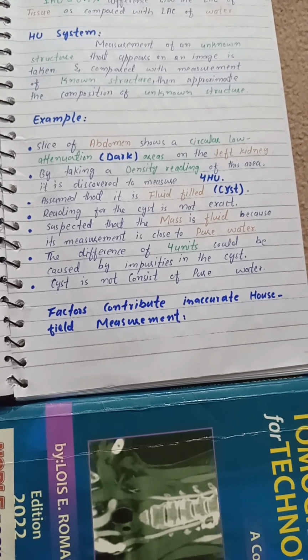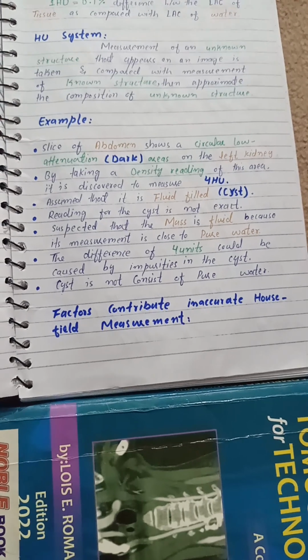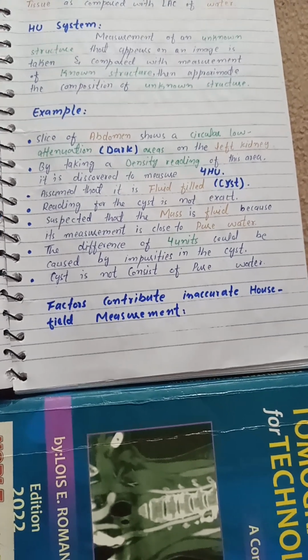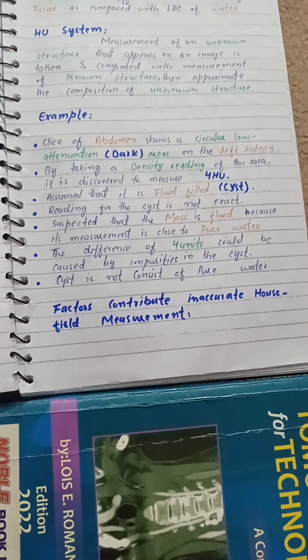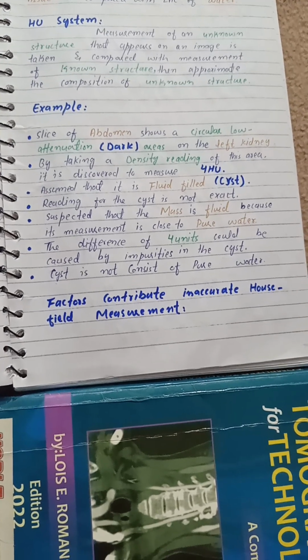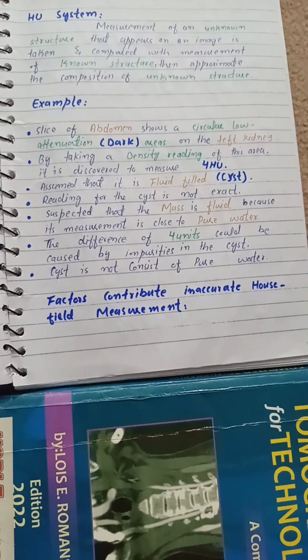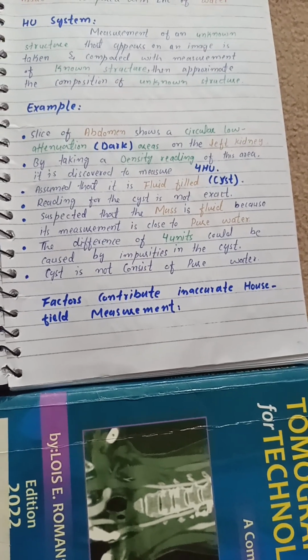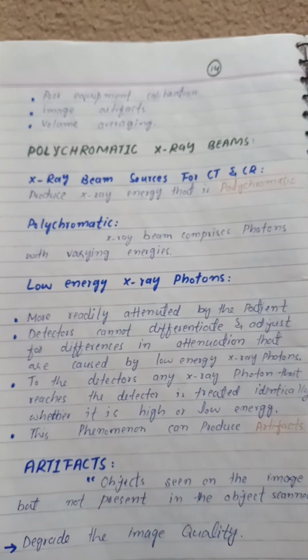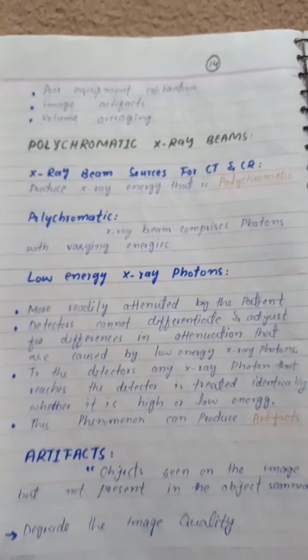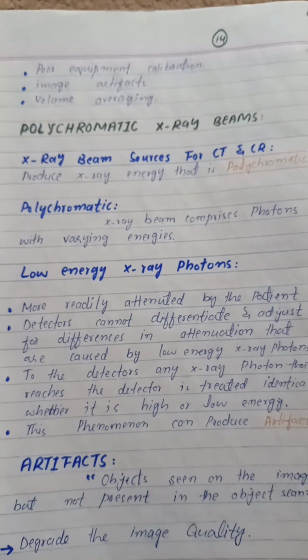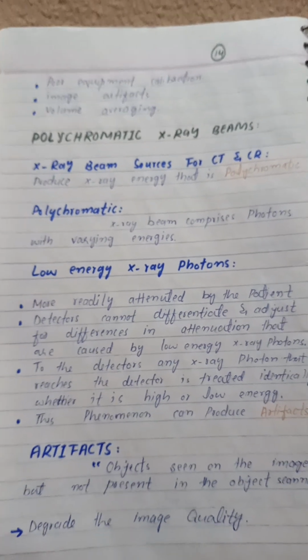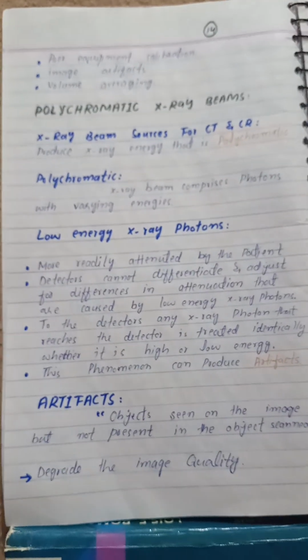It is suspected that the mass is fluid because its measurement is close to pure water. The difference of 4 units could be caused by impurities in the cyst. The cyst does not consist of pure water. Factors that contribute to inaccurate Hounsfield measurement: poor equipment calibration, image artifacts, volume averaging, polychromatic X-ray beam.